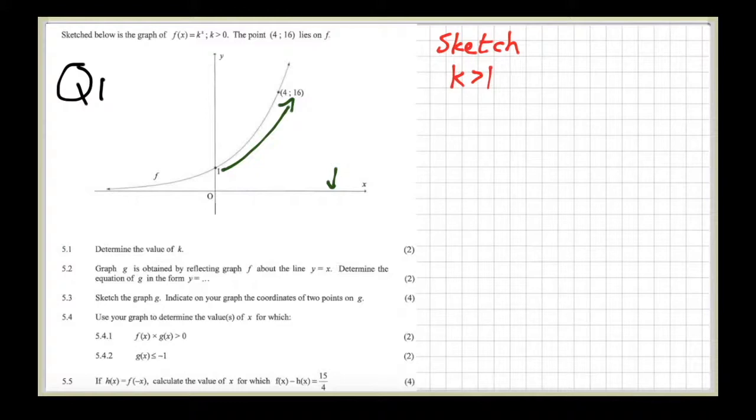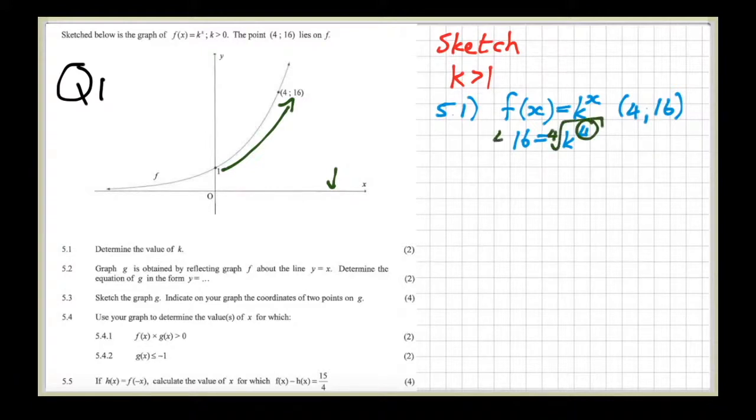So right at the beginning, to calculate a value that I cannot read off, like in question 5.1, I simply take my coordinate and I substitute in. So in other words, I make x 4 and my y value 16. In other words, 16 equals k to the power of 4. To get rid of that power of 4, we take a 4th root on both sides, leaving me with k equal to 2.